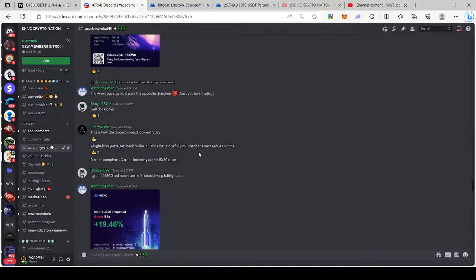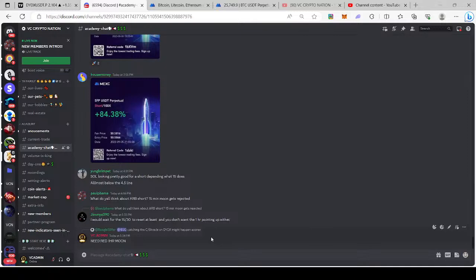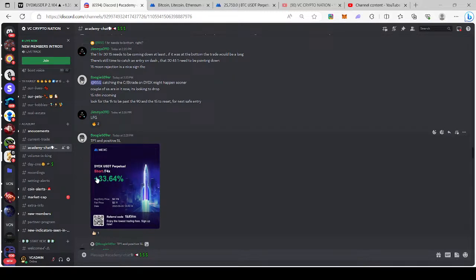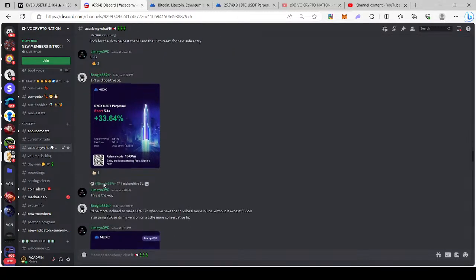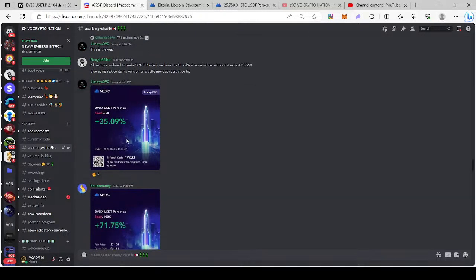Popping up here, and one of the things that Boogie's talking about is that back at 2:30, so 3 hours ago, Dydx was in a position catching the C trade, B trade on the Dydx. Might happen sooner. A couple of us are in it now. It's looking to drop 15, right? So as you can see right here, he got 33% on that trade. Other guys did as well.